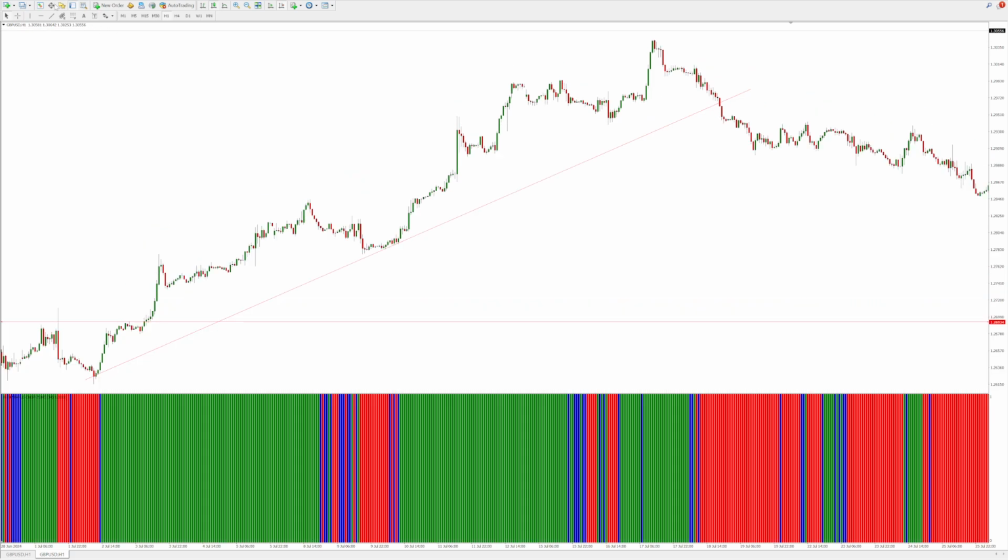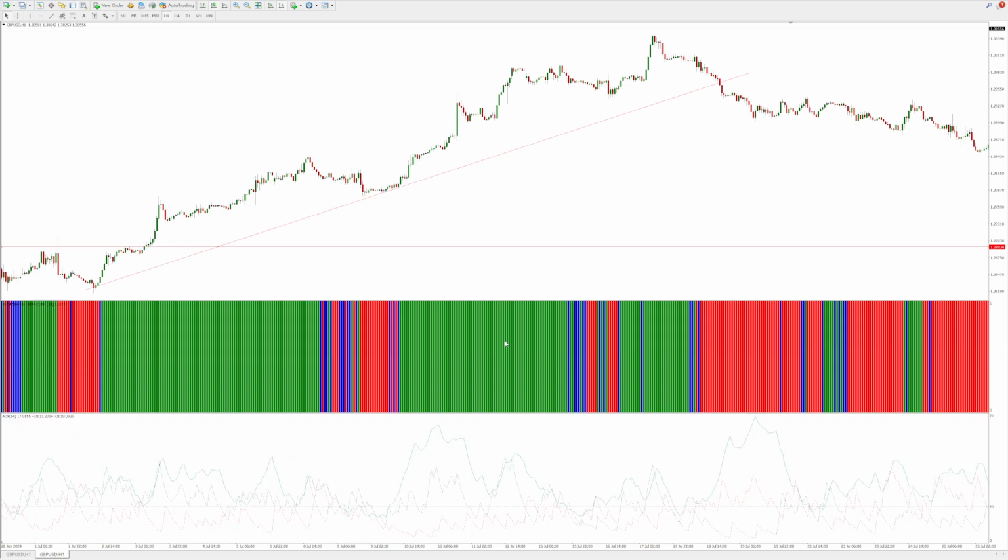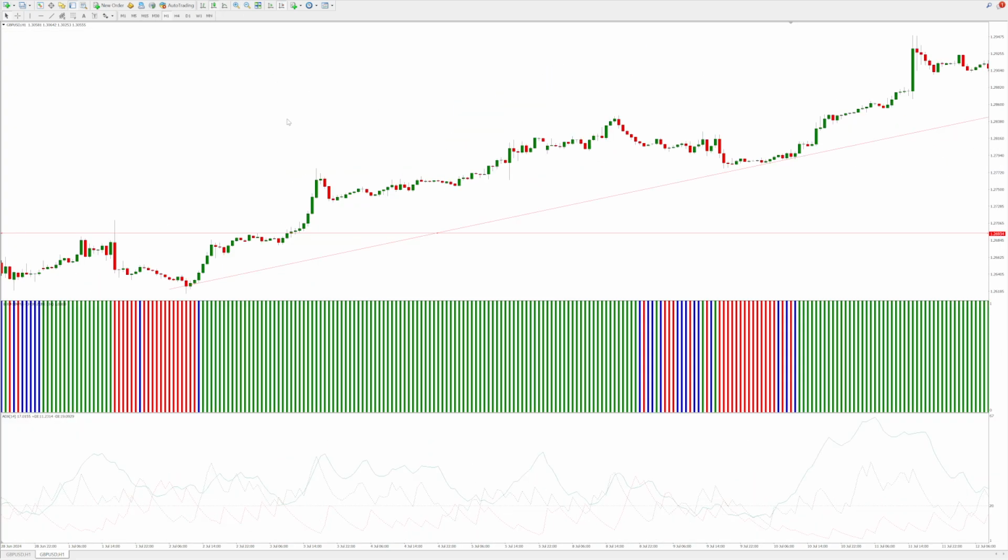Another indicator which is good for trending markets is the ADX. So you have the green chop zone indicator here. You're thinking, oh, when can I enter? When can I enter?